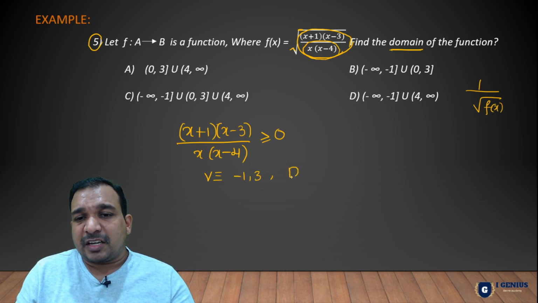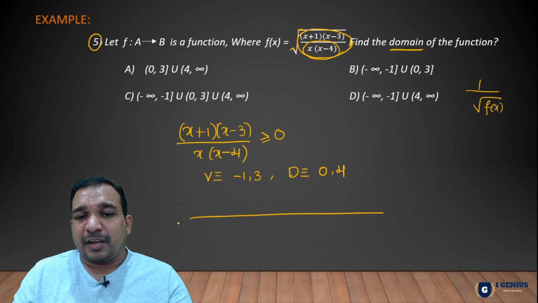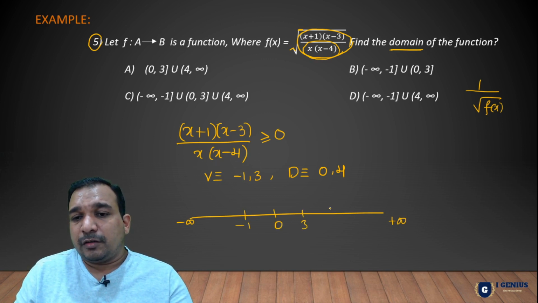And what are the discontinuous points? Discontinuous means where the denominator becomes 0: 0 and 4. So we'll trace them on a real line from minus infinity to plus infinity in ascending order: minus 1, 0, 3, 4. Alternating sign changes: plus, minus, plus, minus, plus.